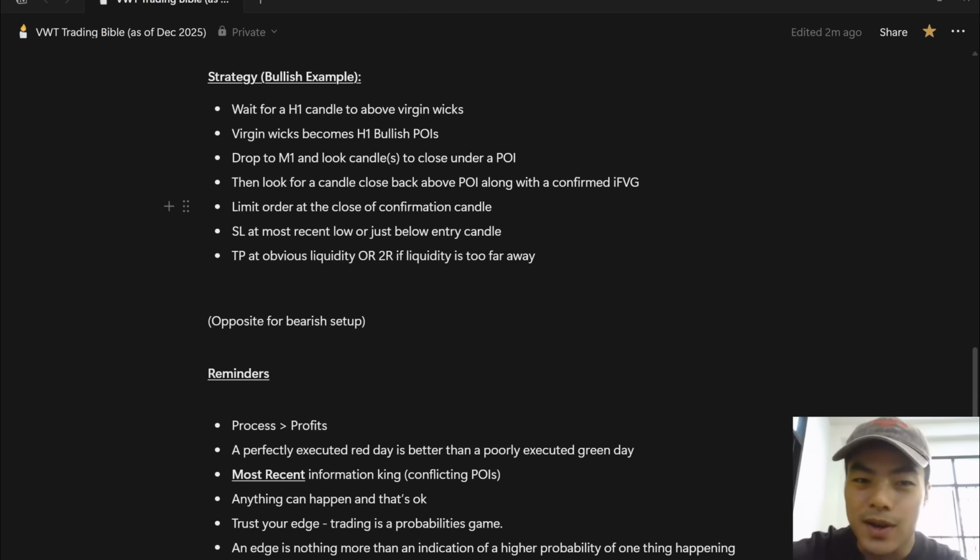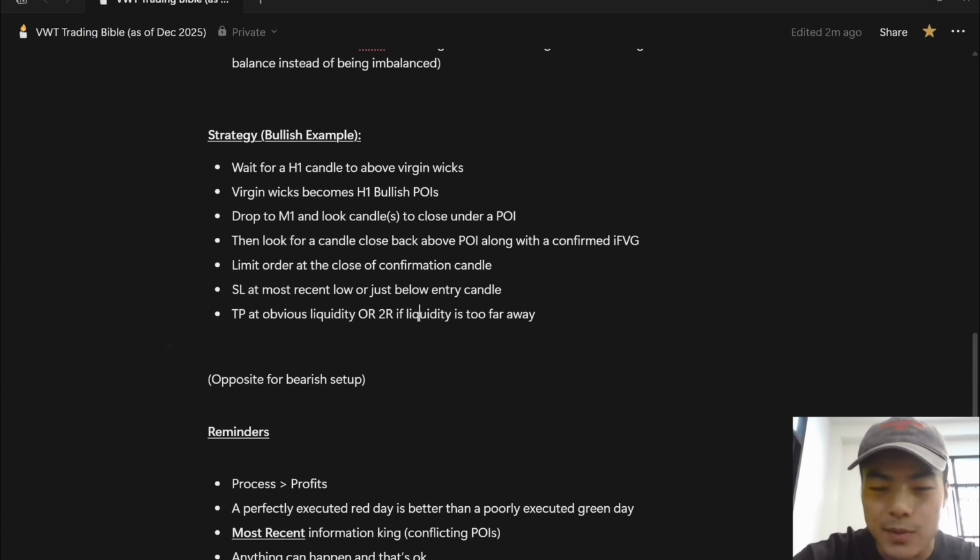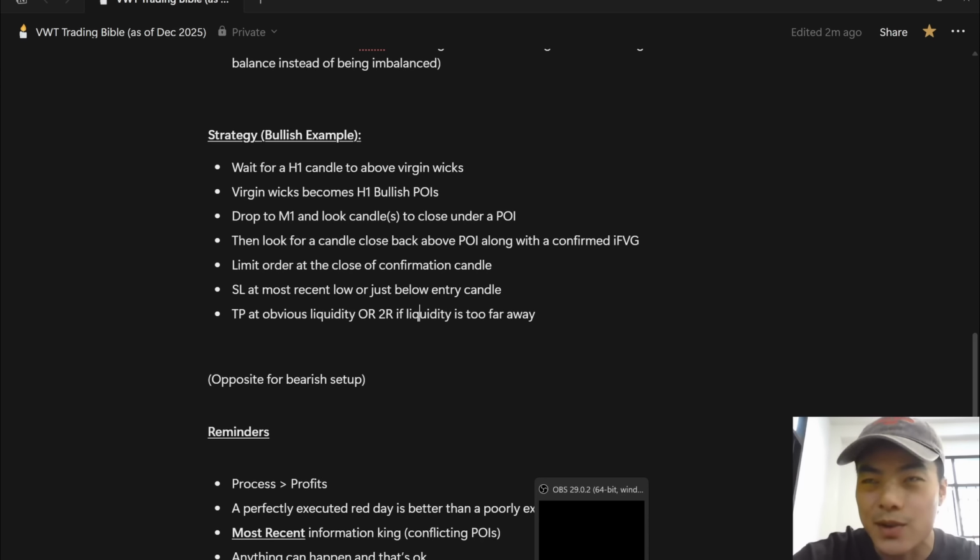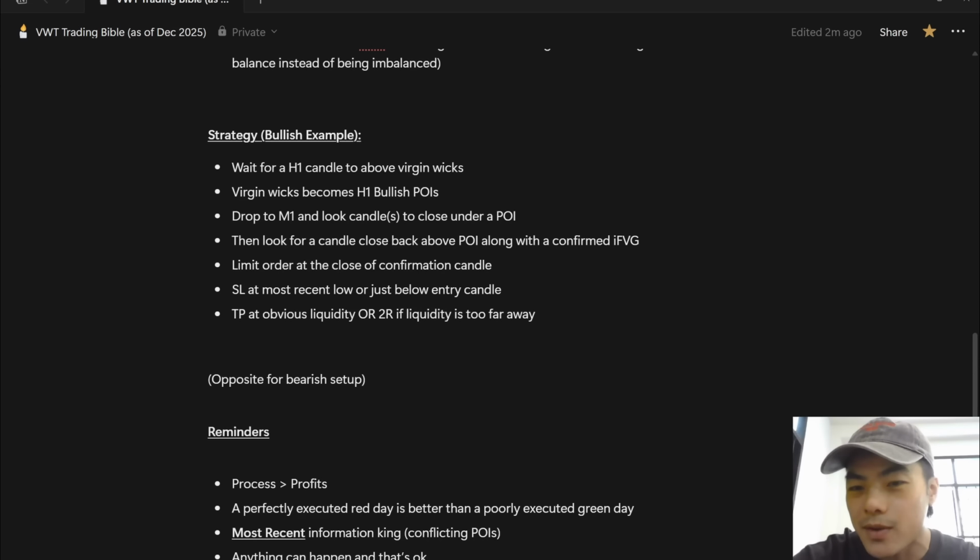And then limit order at the close of the confirmation candle, stop loss at the most recent low, and TP at liquidity or 2R. Simple. So that's the strategy in a nutshell. I'll go over the backtesting now.